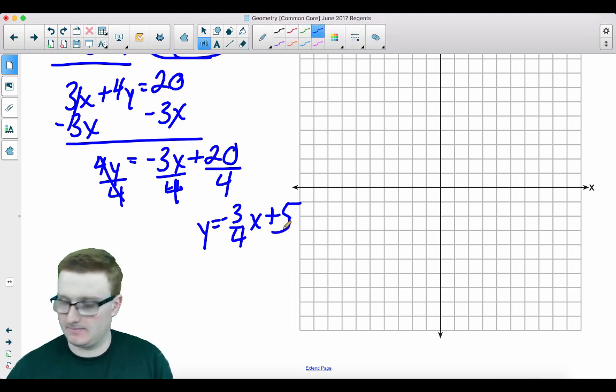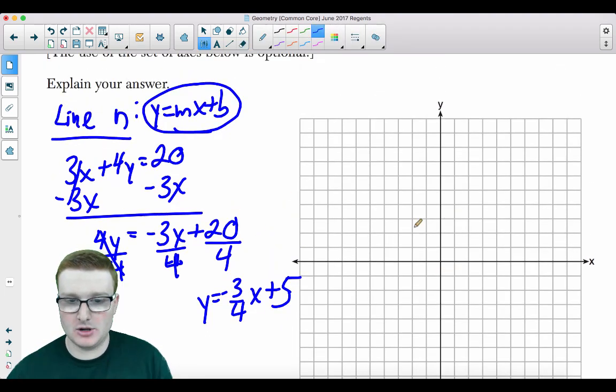So, if I were to go up to the y-intercept, that 5 is the y-intercept: 1, 2, 3, 4, 5. And your slope is down 3 to the right 4. Down 3 to the right 4. Then just go in reverse: up 3 to the left 4. And we could stop there.